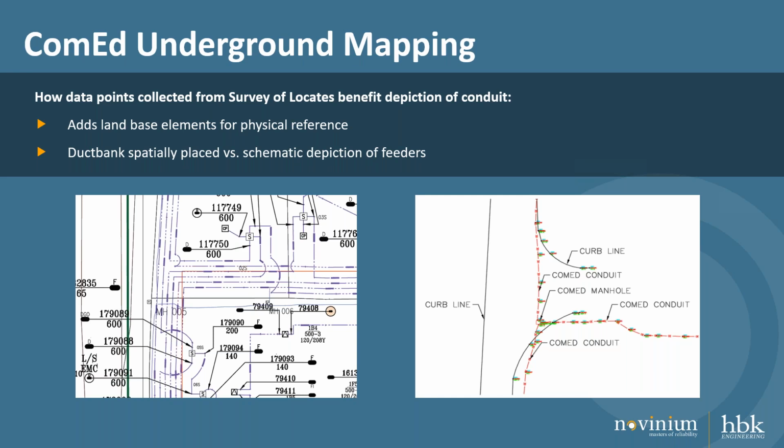map as it was prior to the program, with cables just depicted electrically and no real spatial connection to any land base, whereas the right-hand side shows the intermediate step that developed the map with the survey data of the locates and relevant reference points of land-based infrastructure.